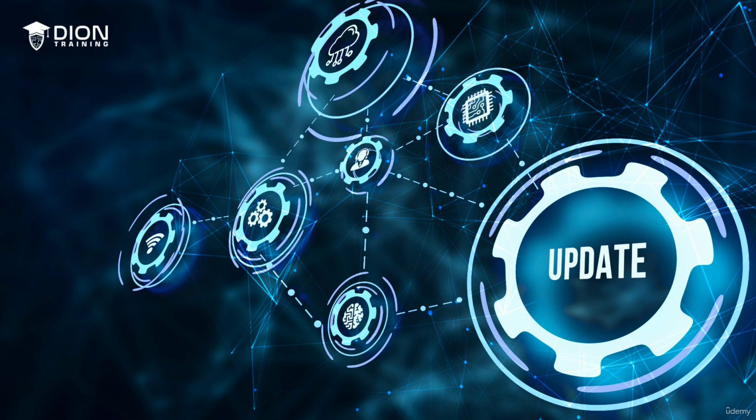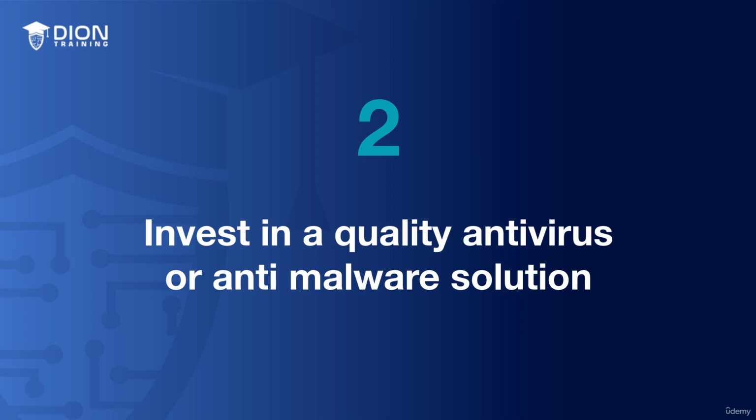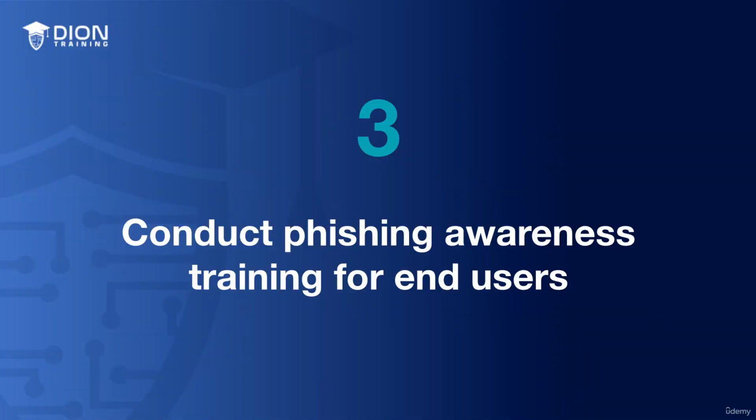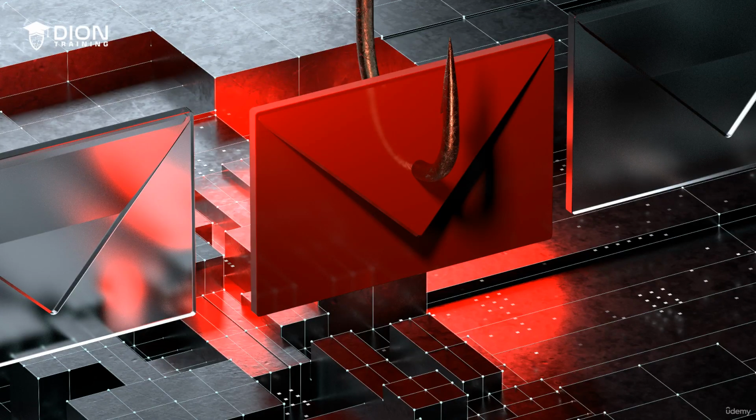By keeping your operating systems and software updated, your organization can ensure that known vulnerabilities are not being exploited by a keylogger. Second, you should invest in a quality antivirus or anti-malware solution. By using comprehensive security software, you'll be able to detect and quarantine any keylogging software that may be installed on your system. It's always important to conduct regular antivirus and anti-malware scans to detect any keyloggers that may have accidentally been installed since your last scan. Third, you should conduct phishing awareness training for your end users. Keyloggers are often distributed through phishing emails, so it's really important that you train all of your organization's users on how to be cautious when they're downloading attachments or clicking links from unknown or untrusted senders.